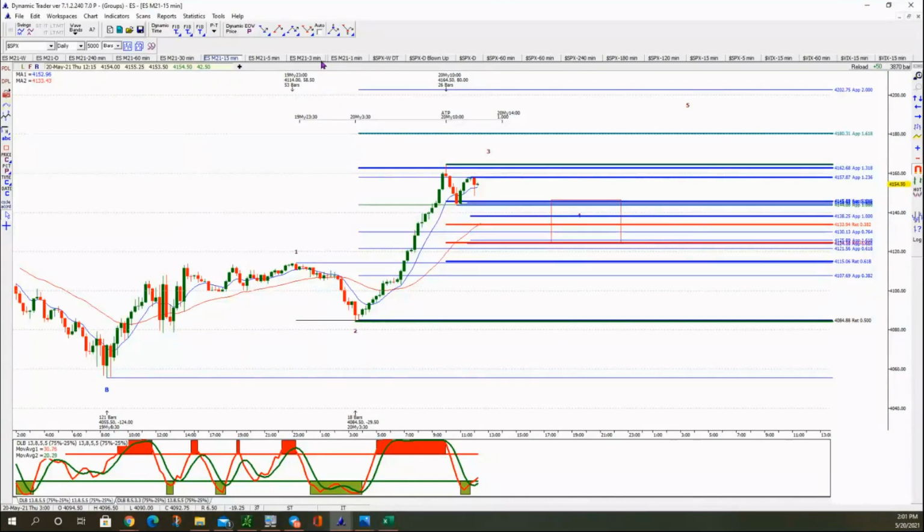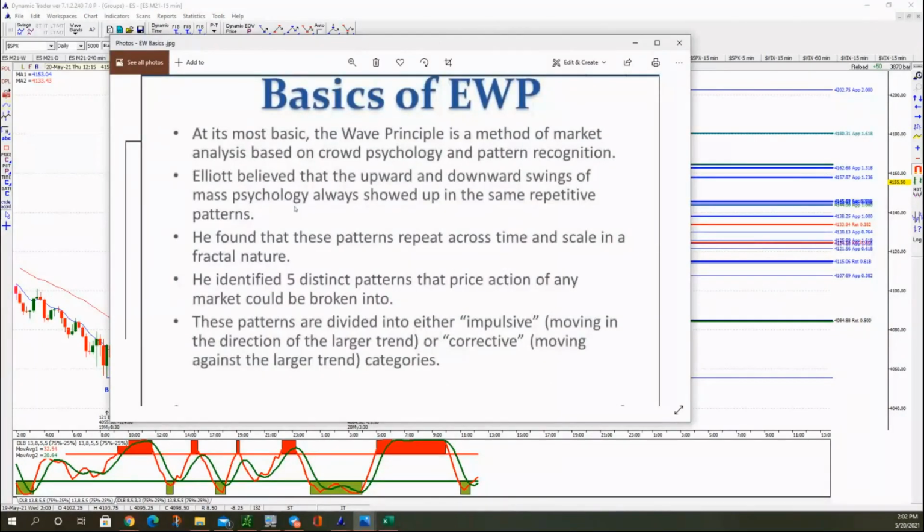Okay, let's get started on this basics of Elliott wave. So I'm just going to put up some notes here, and we'll talk. I'll talk from those notes, and if you guys have any questions, just fire away. So you can read along with me on this about the basics of Elliott wave principles.